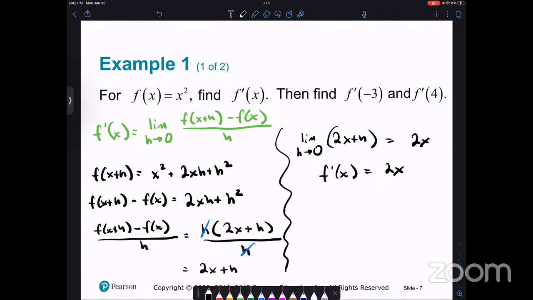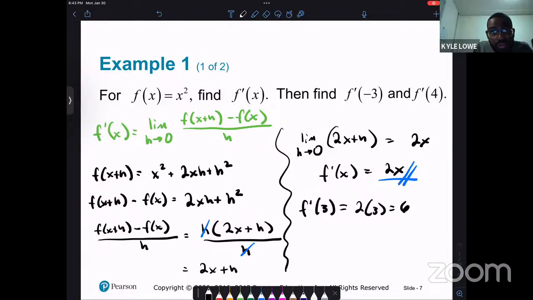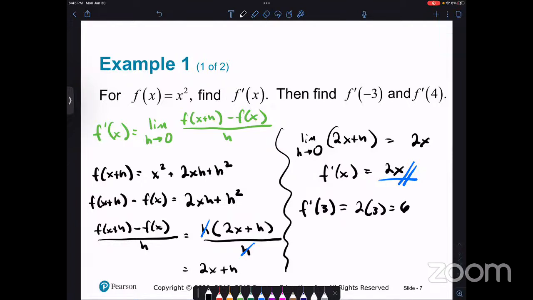All right. So now that we found f prime, now we just evaluate at those x values. So what we're saying is that the slope of the tangent line of this function when x is 3 is going to be what? 6. 2 times 3 is 6. So if you looked at this curve, it's actually a -3. -3. Okay, thank you. -6, right?